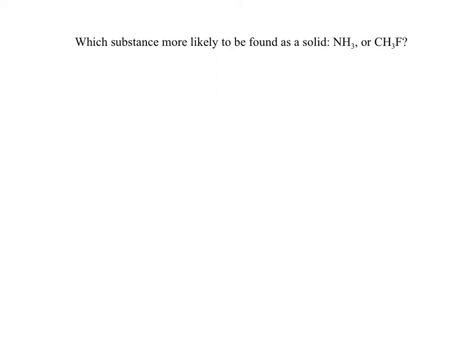Alright, so here's our last problem on this. Again, we're trying to find the IMFs. We start with the Lewis structure. So NH3, we find its budget. Turns out it's 8: 5 from N, 3 from the H's. CH3F, you get 4 from carbon, 3 from the hydrogen, 7 from the fluorine, for a total of 14.